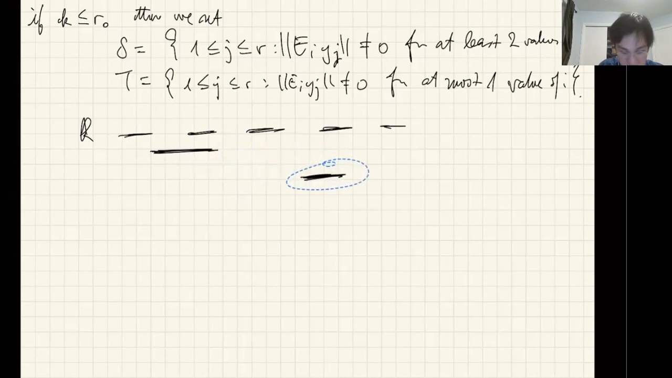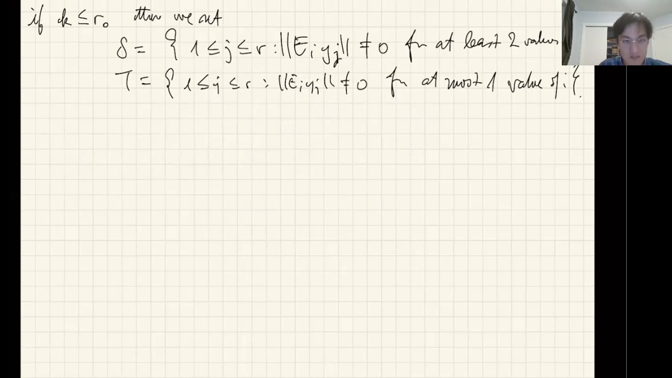So if J is in S, then J picks up one of these borders here. There are only K minus 1 borders, because there are K EIs and then K minus 1 borders. So the size of S is at most K minus 1. Okay, that makes sense, because each border can only be picked up by one YJ.